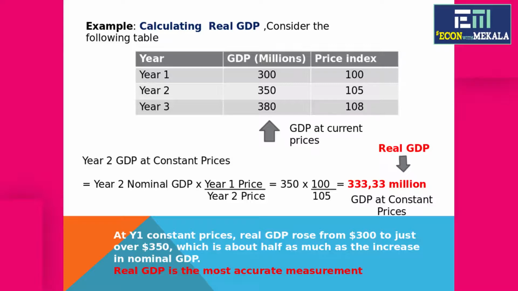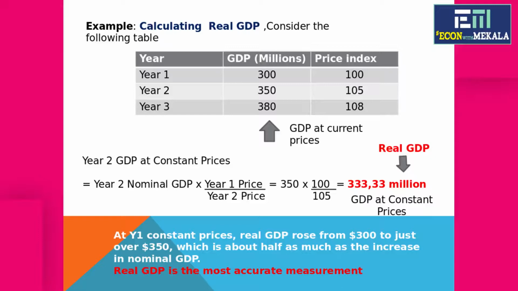If you look at GDP values, in column 2, year 1 GDP is measured by market prices in year 1, year 2 GDP, 350 million, is measured by market prices in year 2, and year 3 GDP is measured by market prices in year 3. Therefore, we call them GDP at current prices. Let's assume we need to find out the GDP in year 2 compared to the price changes in year 1. For that, we need to find year 2 GDP at constant prices of year 1.